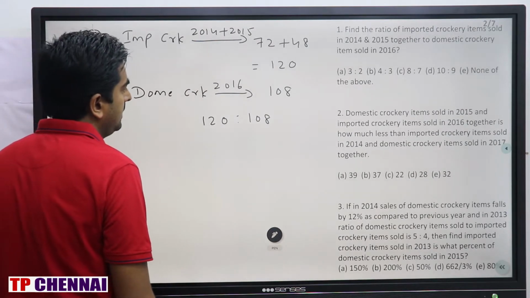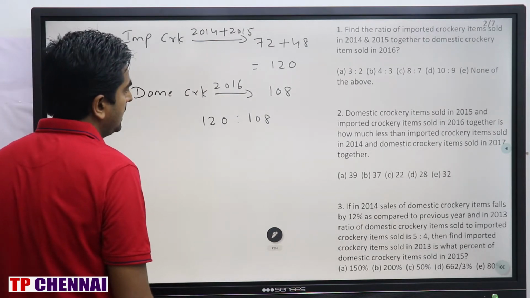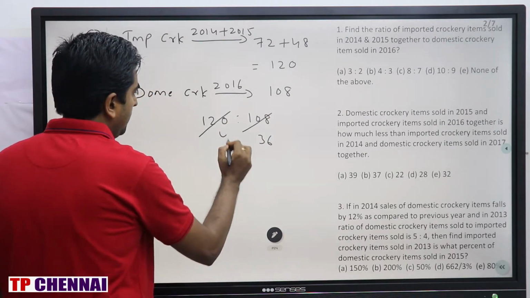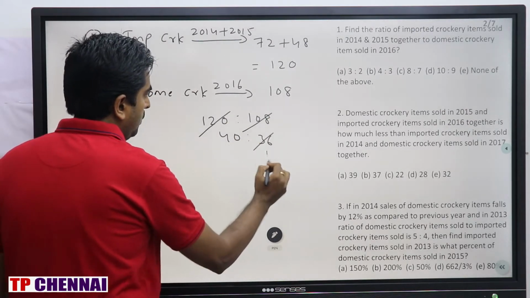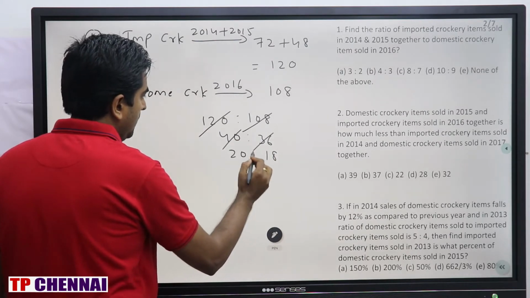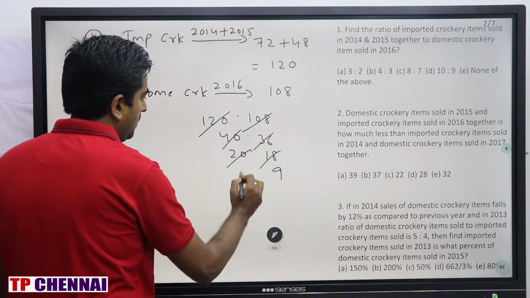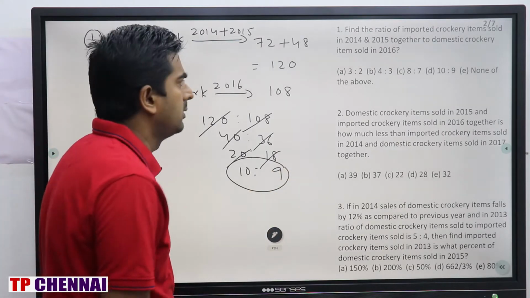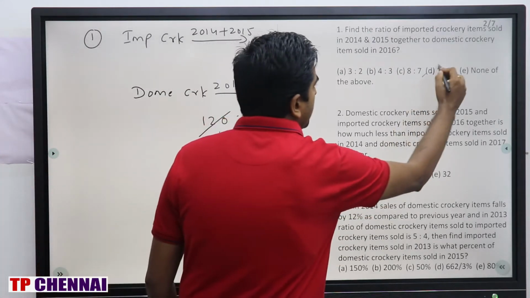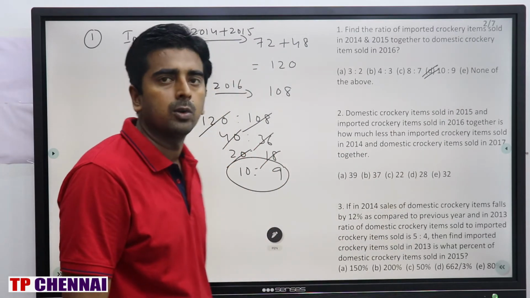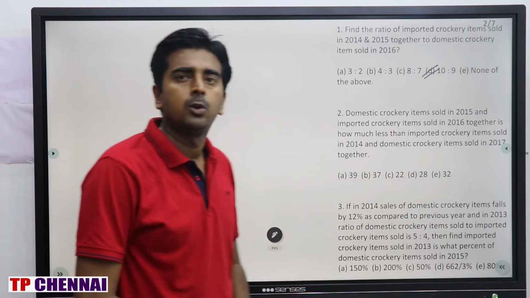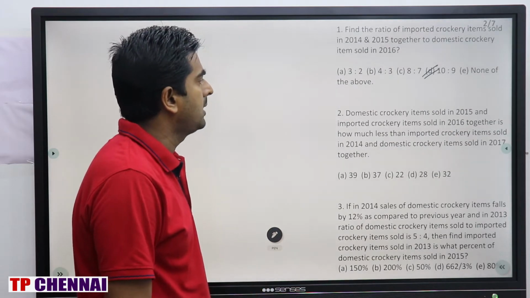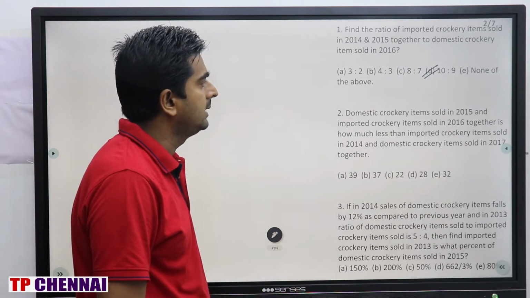So we can cancel this by which table? 3 table: 3 30s are 90, 3 40s are 120, 3 18s are 54... directly you can cancel with the 12 table also. So 10 is to 9 is the correct answer, and that is nothing but the fourth option. Clear?